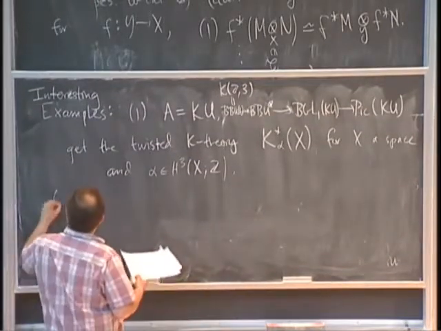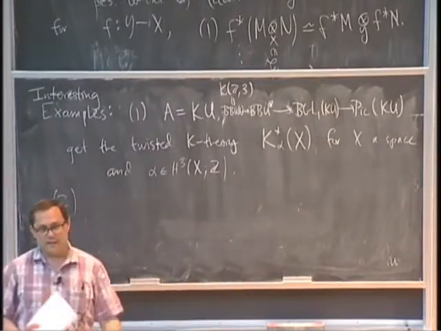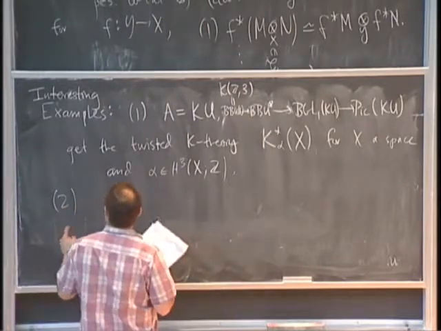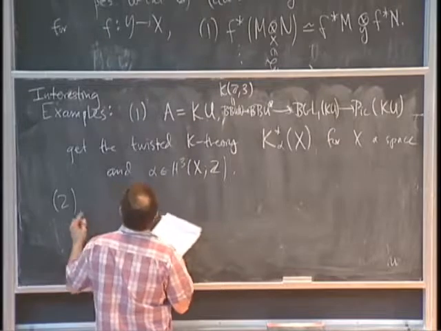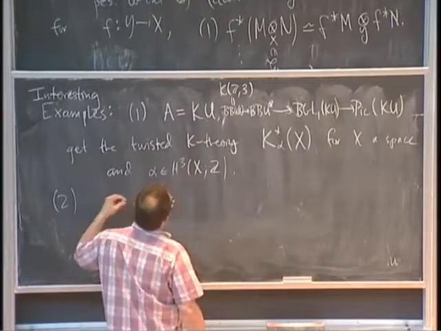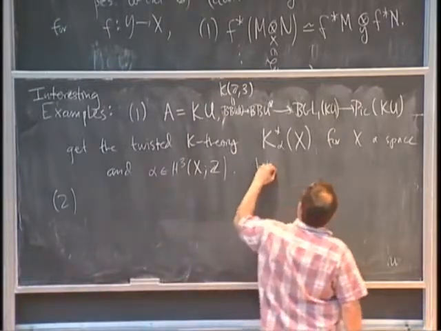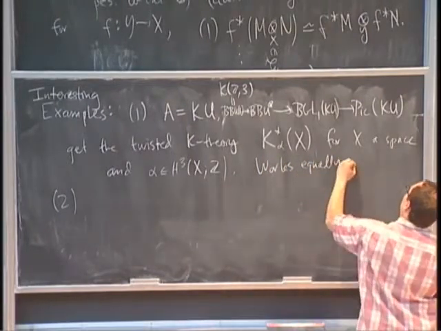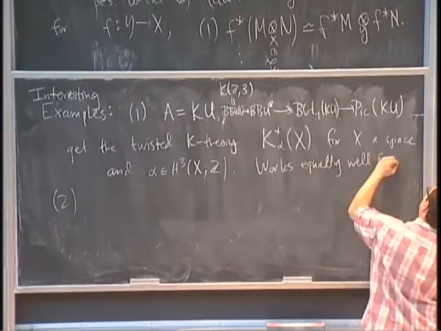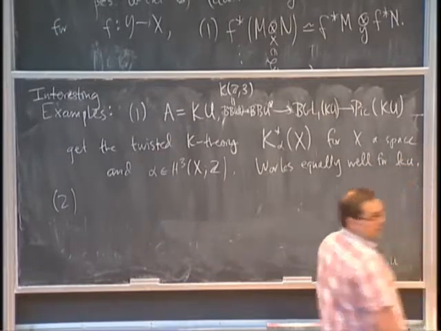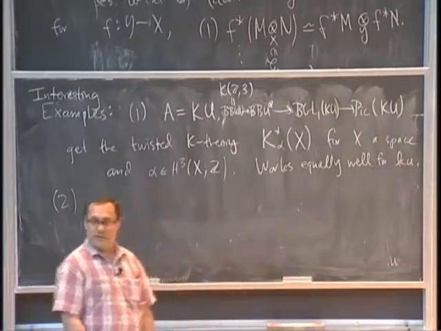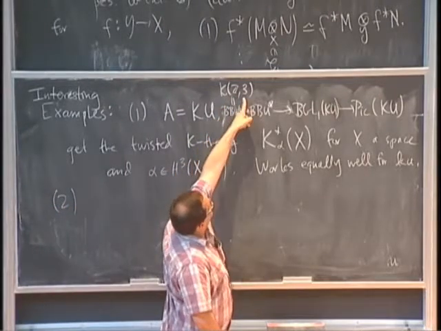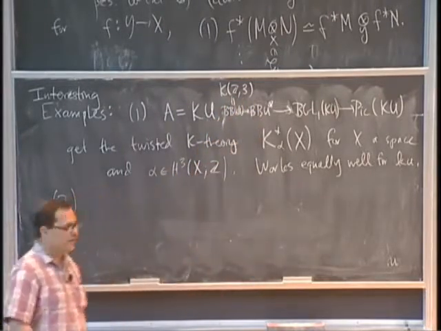So some other examples that came up in Thomas's talk. What about if I replace, oh, this works equally well for little ku. And there are analogs for big KO and little ko, except you'll be working with KZ mod 2 instead of KZ3.